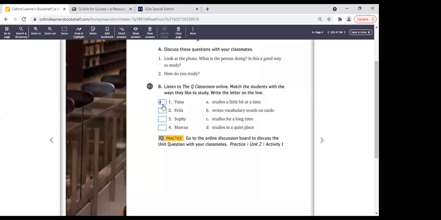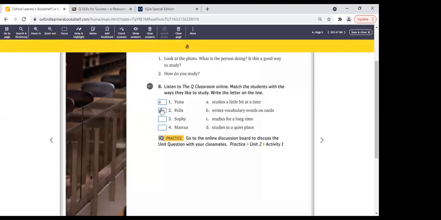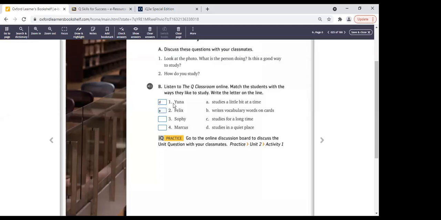Fahad. Okay, Felix studies a little, but at a time. Good. Yeah, a little bit at a time. Everyone agrees. Yes. And he disagrees with Yuna. Yes. He doesn't. He disagrees with Yuna. Yes. Yeah.